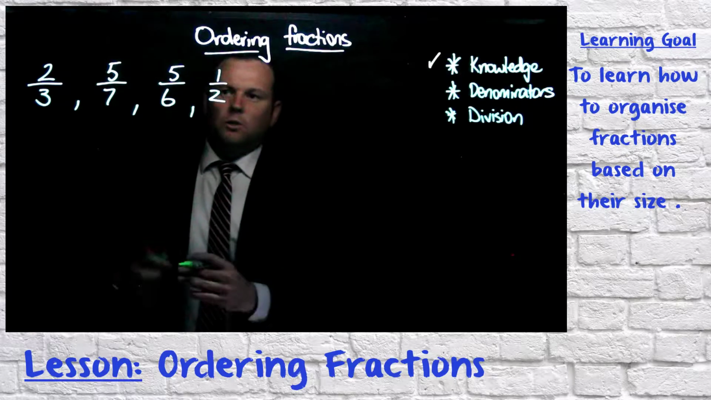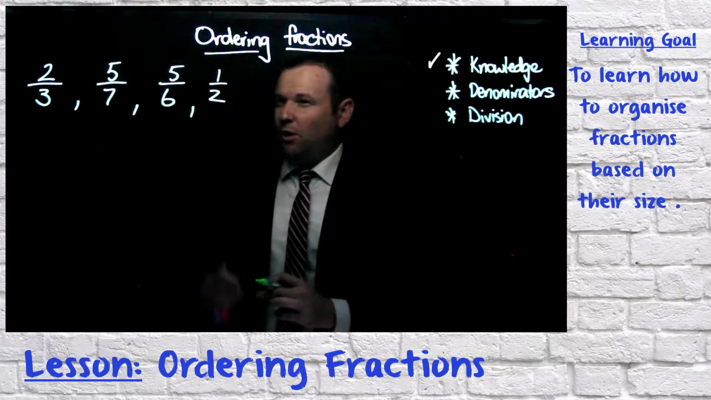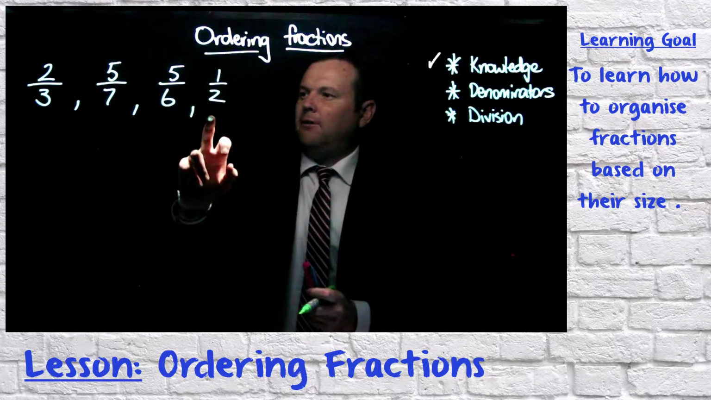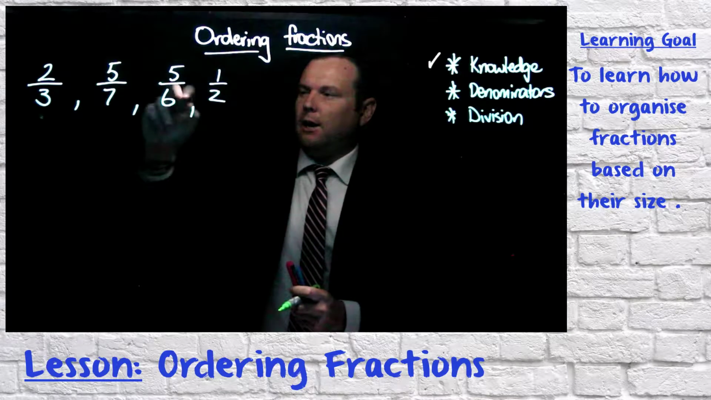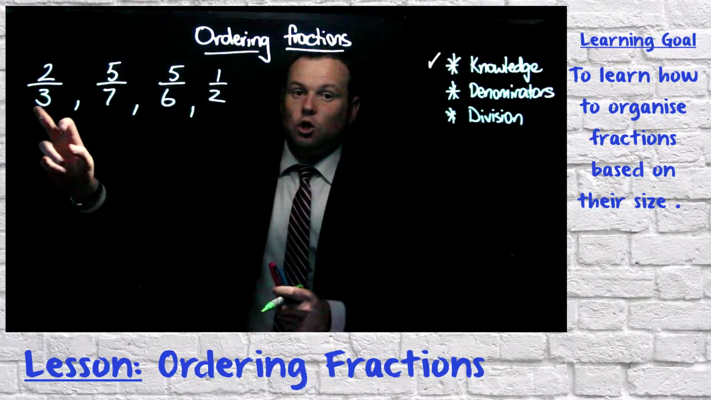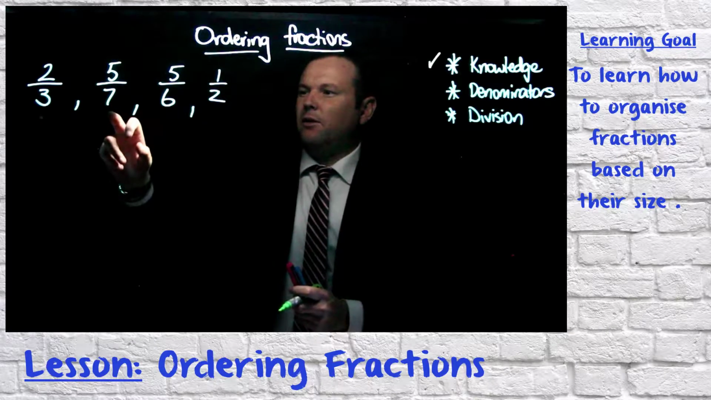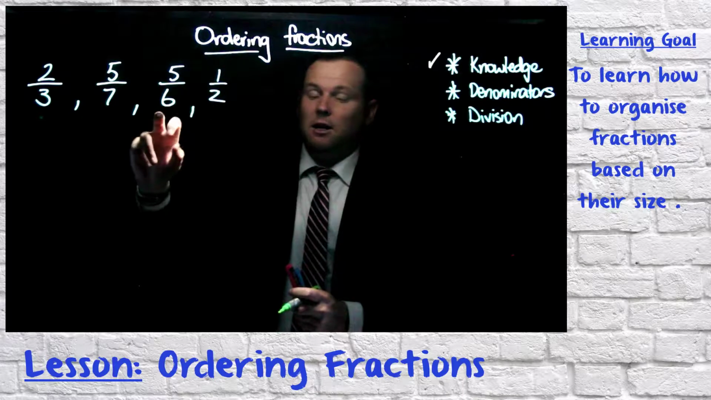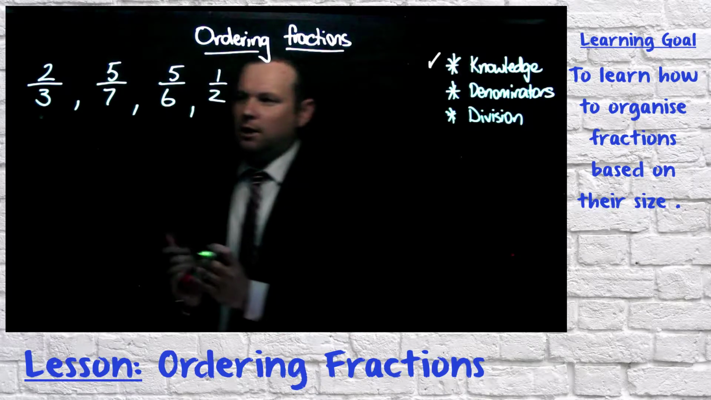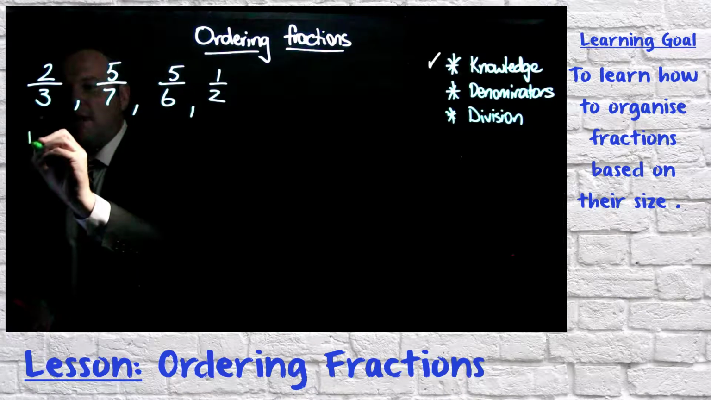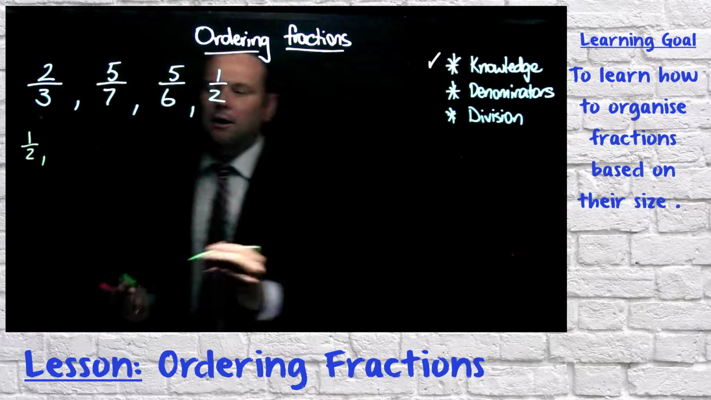So basically what I do is I look at these and I think, okay, well, I've got a half and a third. Okay, well, two-thirds. Two-thirds is more than a half, so that's smaller. I've got 5/7, that's more than a half. 5/6, that's more than a half. So my smallest number here is definitely going to be a half, all right?